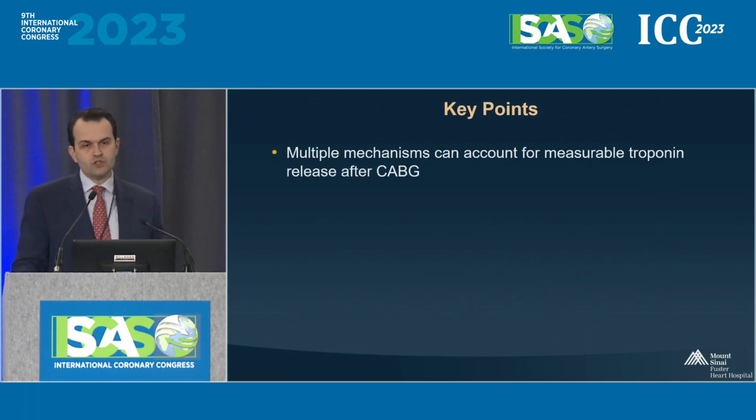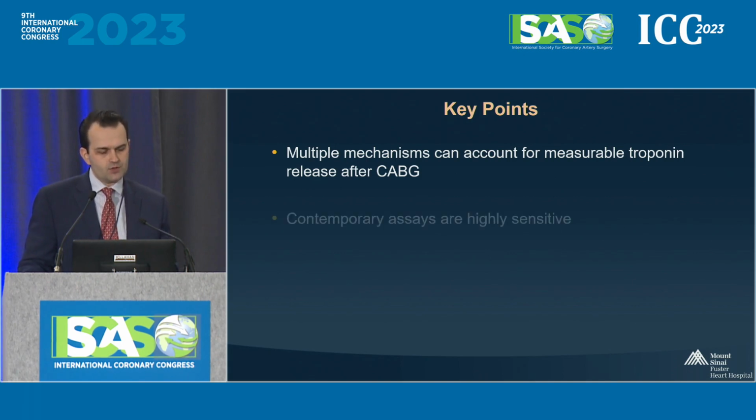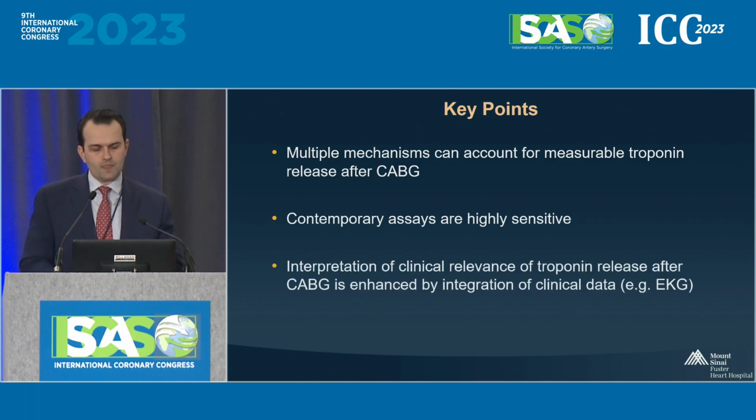So in conclusion, there are really multiple mechanisms that can account for measurable troponin release after bypass surgery. And the contemporary assays that we have, particularly the very high sensitivity troponin, are highly sensitive. And we need to be very humble about how to interpret these biomarker abnormalities. How we choose to interpret the clinical relevance of troponin is going to be enhanced by any corroborating data, and in particular, ECG seems to provide some utility, although as was noted before, we need to be careful with looking at EKG in isolation, given confounders for putatively ischemic events.